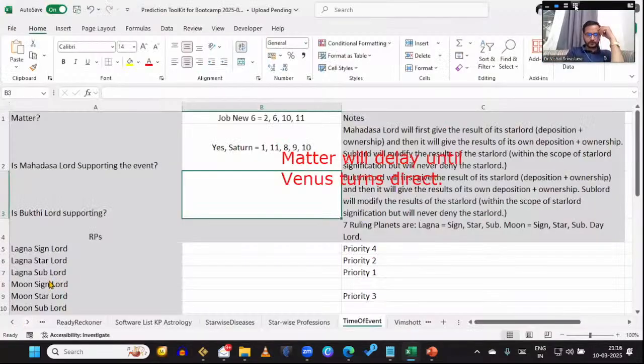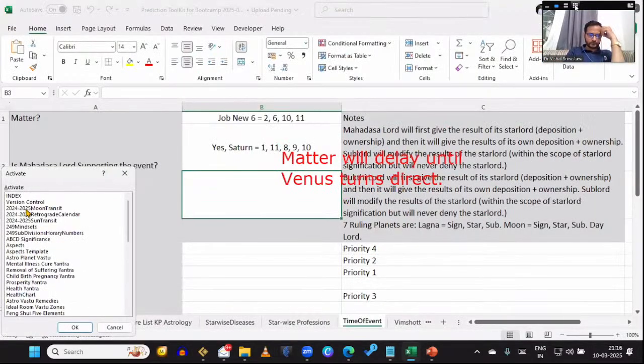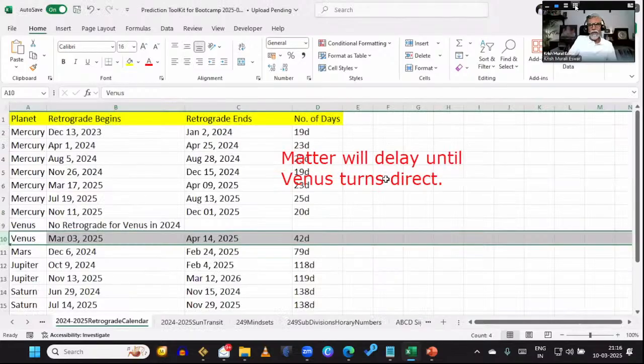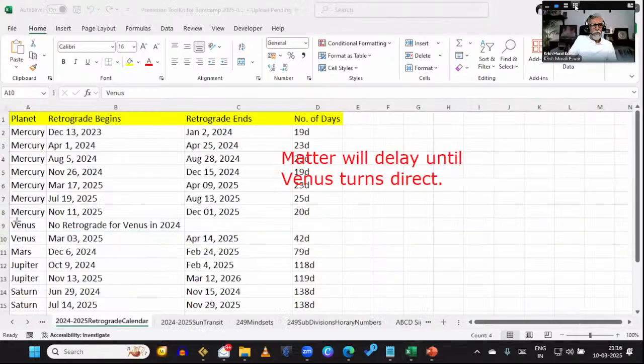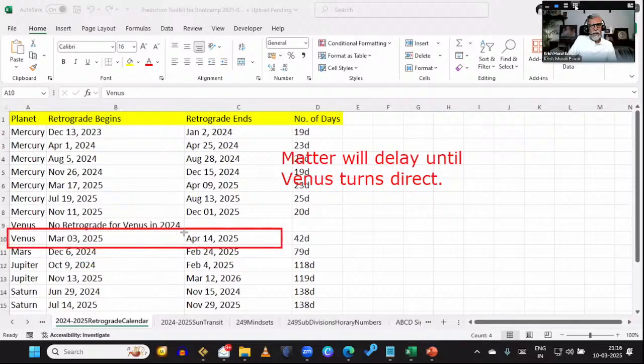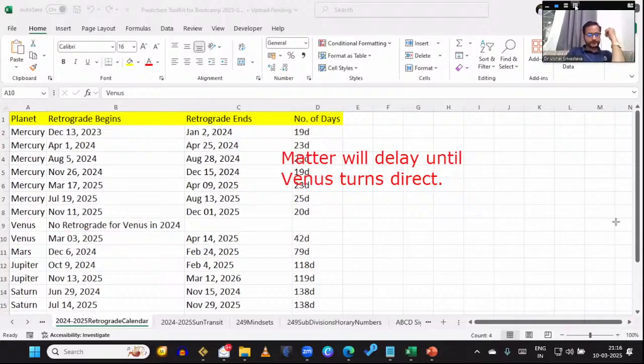Let's go and take a look at the retrograde calendar. Where is the retrograde calendar for Venus? Venus is retrograde till April 14, 2025. It went into retrograde on March 3rd. Until April 14, 2025, Venus will be retrograde.